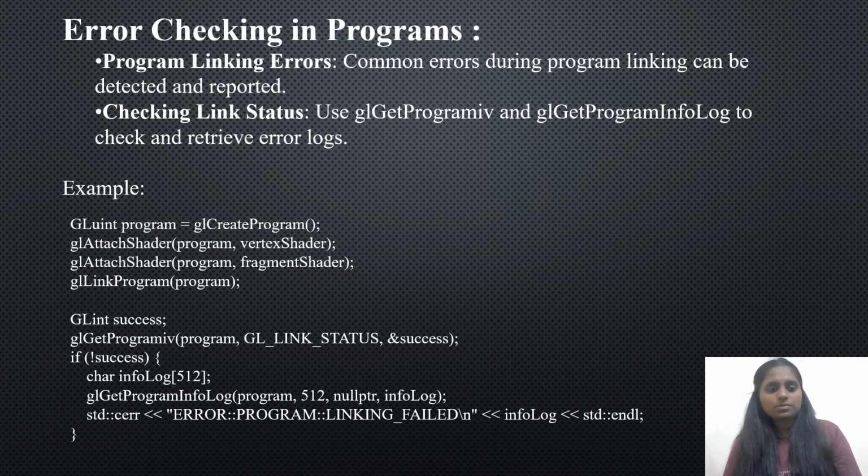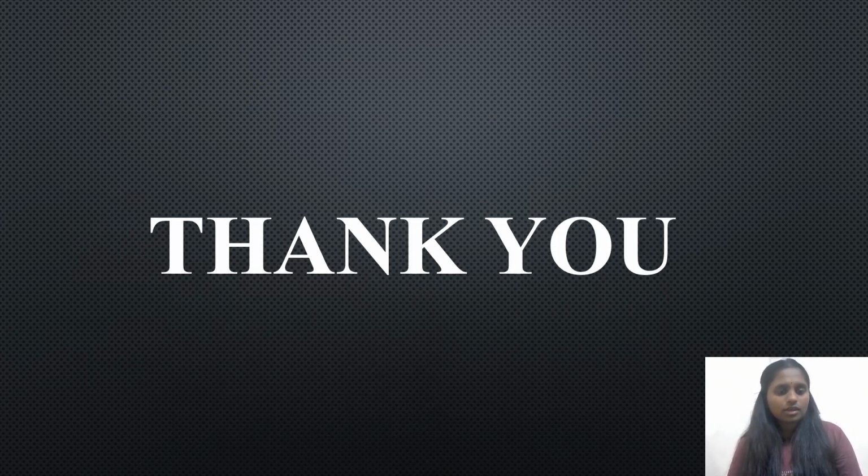Error checking in programs. Program linking errors. These are common errors during program linking that can be detected and reported. Checking link status. Use glGetProgramiv and glGetProgramInfoLog to check and retrieve the error logs. Here also the same procedure is followed: we are creating the program and attaching the shader, and it will check where the error is, and the error is displayed as program linking failed. Thank you.